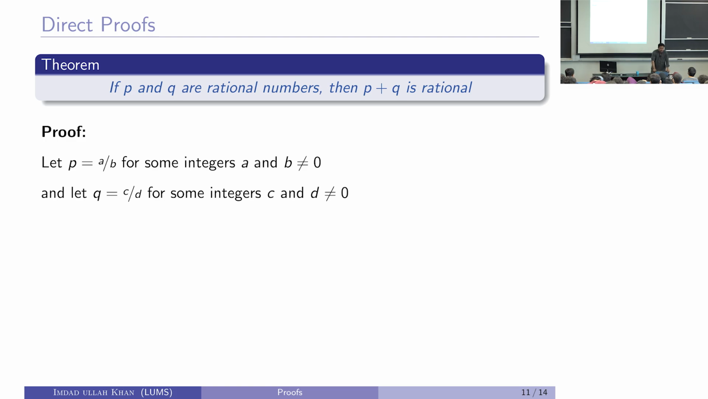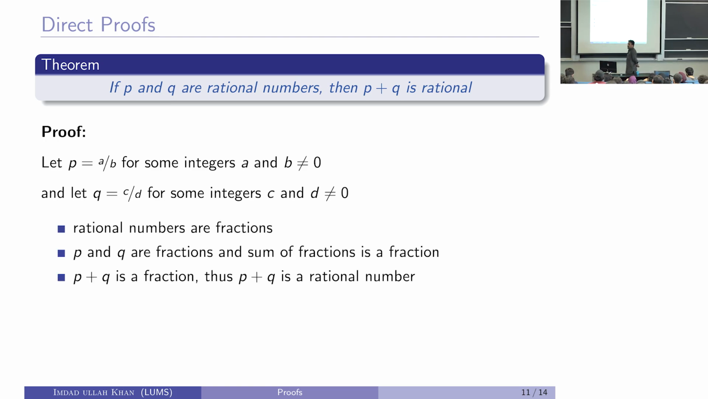Now what is p? Is p a fraction? It's a ratio between two integers, right? Is q a fraction? Yes. It's a ratio between two integers. So if I add two fractions, what do I get? I get another fraction, right? So if p is a rational number and q is a rational number, then p plus q is also a rational number, right? Yes?